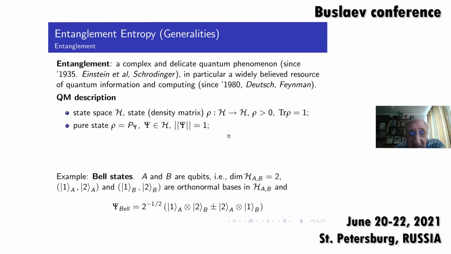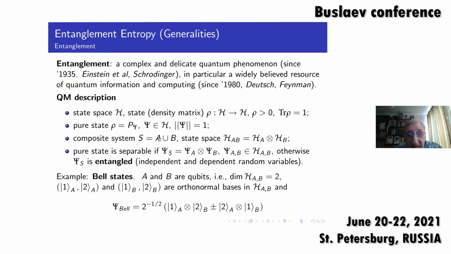A particular case of state is when the density matrix is just the rank one projection on a certain vector of norm one. It's called a pure state. If it is not a pure state, it's a mixed state. Next, an important notion is a composite system consisting of two subsystems. Composite means, not always but quite often, that the state space of the whole system is a tensor product of the spaces of the components.